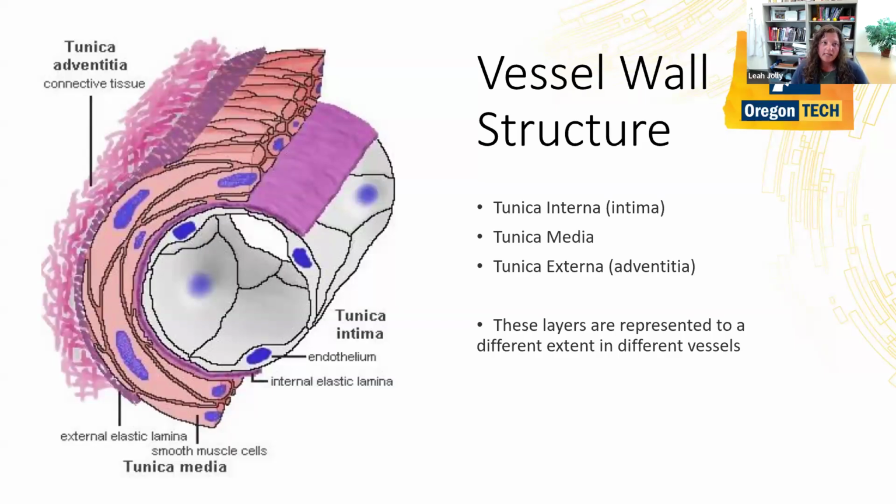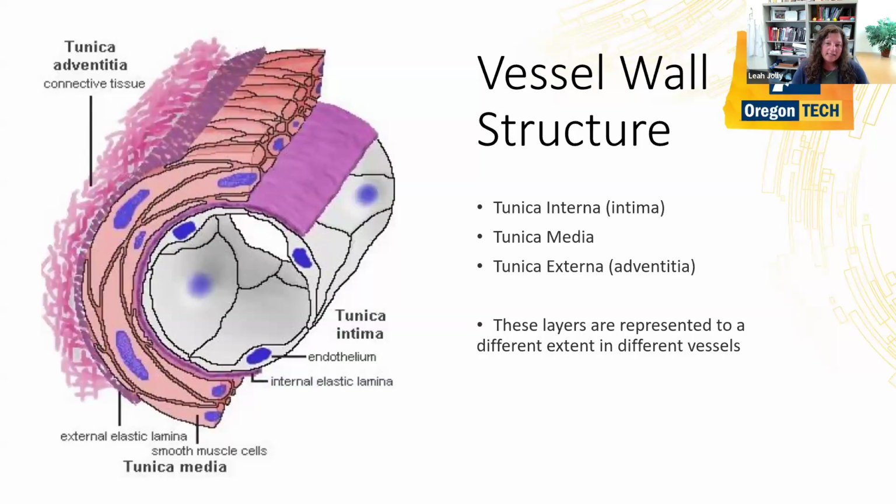Blood vessels have 3 layers in the vessel wall. So the tunica interna, or the intima, as it's also known, is that inner lining that actually touches the blood. Then we have the tunica media, which is the muscular layer that will allow the vessel to expand and contract. And then we have the tunica externa, or the adventitia, that is the outer layer that touches the other surrounding tissue of the muscles and things like that.